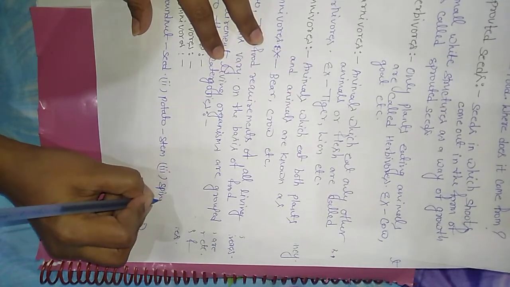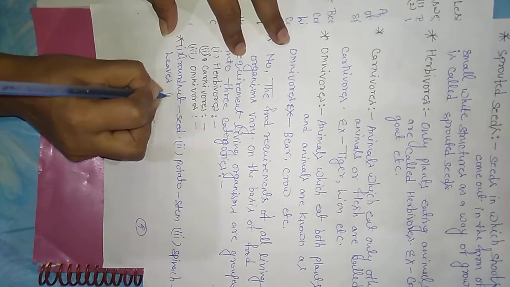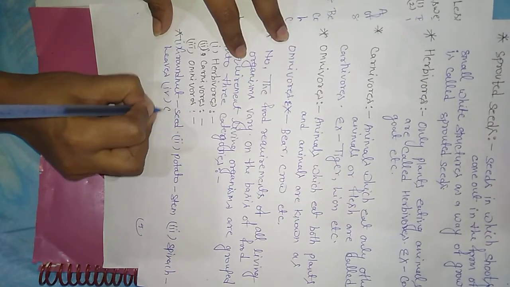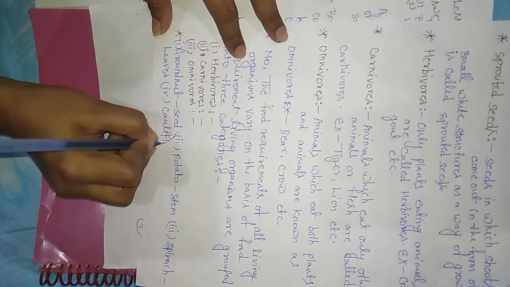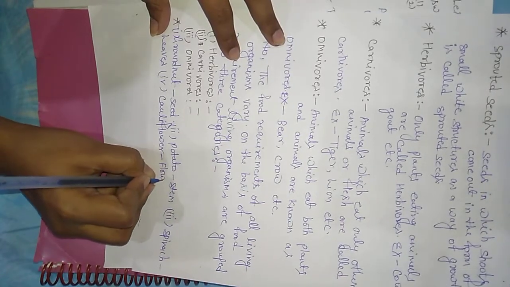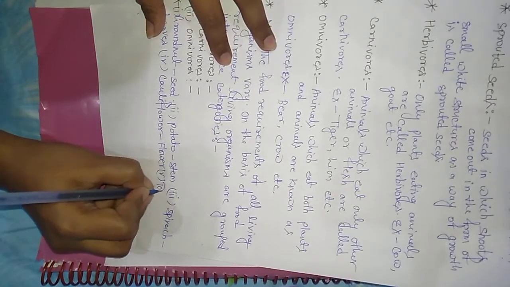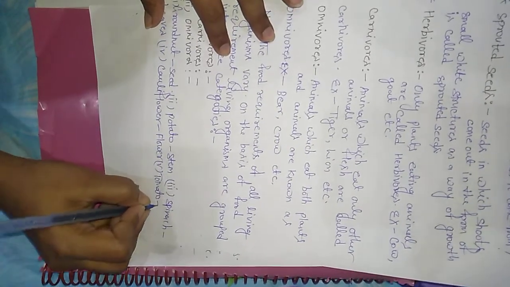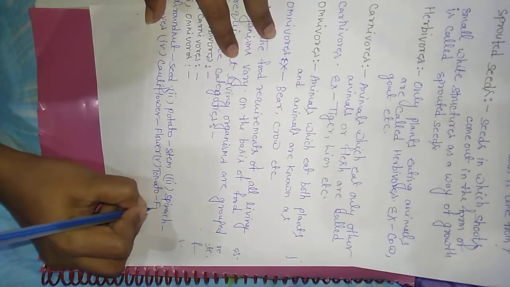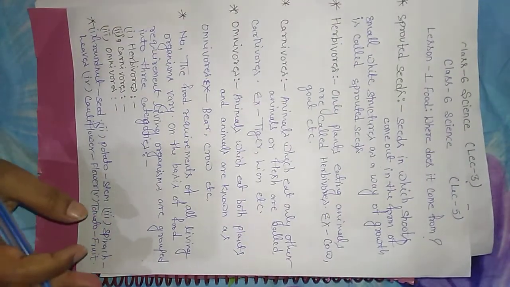Spinach is the leaves of the plant. Cauliflower is the flower of the plant. And the last, tomato. What is tomato? Tomato is a vegetable, but it is the fruit of the tomato plant. Okay, I think this chapter is clear to you all.